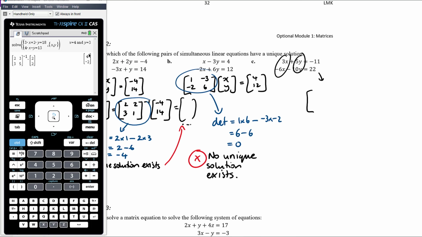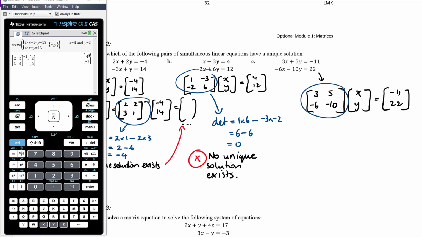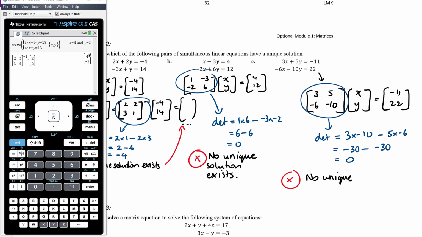And then if we think about this third pair of simultaneous equations, again x's and y's are lined up. So our coefficient matrix is 3, 5, negative 6, negative 10, times (x, y) equals (negative 11, 22). So we're really just focused on whether or not the determinant of that is 0. The determinant is 3 times negative 10 minus 5 times negative 6. So that is negative 30 minus negative 30, so it's negative 30 plus 30, which is 0. And so therefore, again, the inverse doesn't exist, and so the equation will have no unique solution.